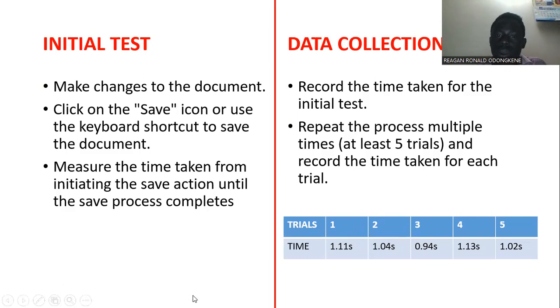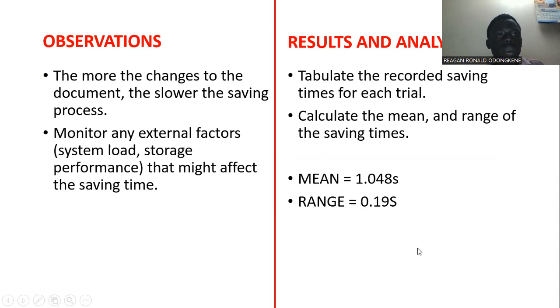On trial one, the program took 1.11 seconds to save the document. Then in trial two, it took 1.04 seconds. In trial two, when I was saving, I had only made a few changes. That's why you find the time is lower. And then in trial three, I think that's where I made the least number of changes, and when saving, I realized the time is also very low. Then the observations: the more changes to the document, the slower the saving process.